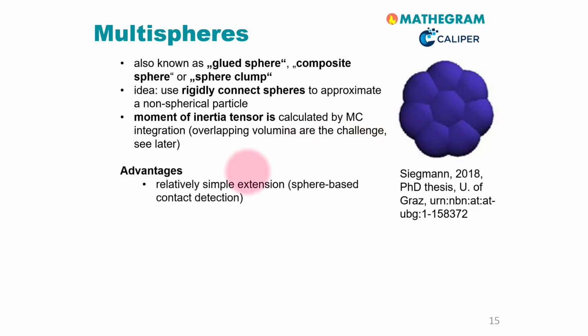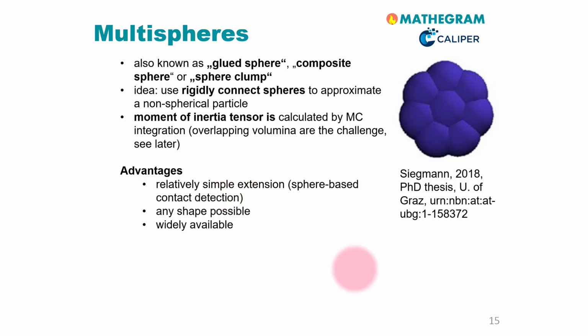Let us now consider the advantages. It's a relatively simple extension of a sphere-based DEM simulation, so the contact detection, for example, can be taken as it is from sphere-based DEM. Any shape is in principle possible. Of course, we need more and more of these small grains here. It's widely available in the code because of this relatively simple extension to the sphere-based DEM.